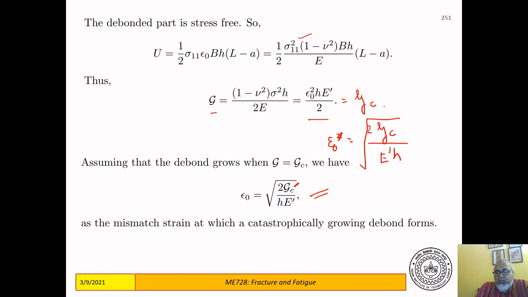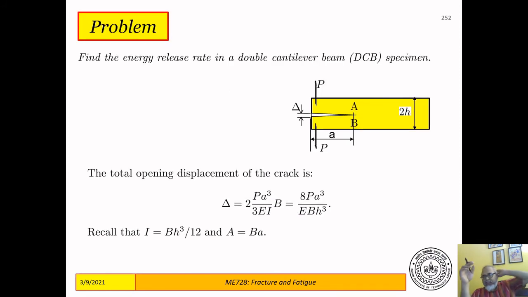Okay, so the third problem that I'm going to do is called a double cantilever beam specimen. So the specimen is held here, and it has a crack that is pre-cut into it. In fact, this specimen is used for many fracture tests, and this is a mode 1 problem where the crack propagates in this direction. Since this is a mode 1 problem, if we calculate the G in this case, we can find the K1 for this sample.